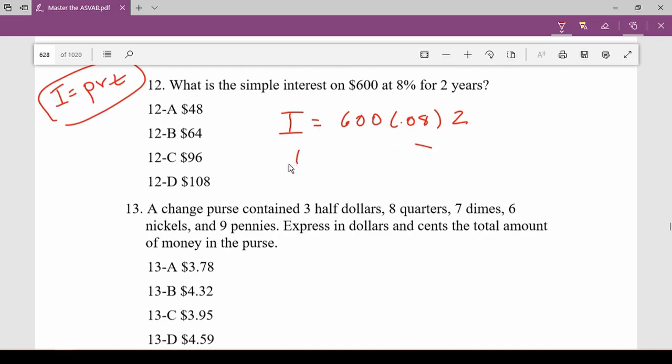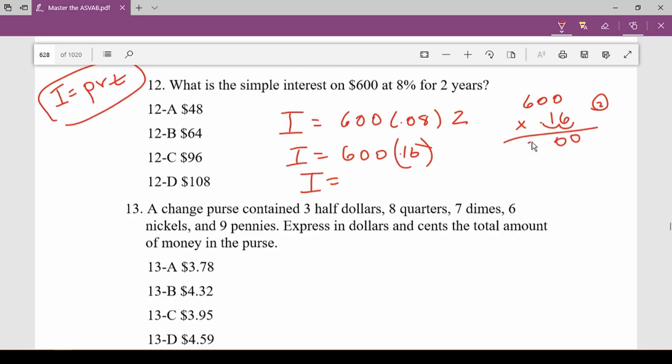To make this easy, I'm going to rewrite this as I equals 600 times 0.08 times 2, which is 0.16. So now I just need to work out this to find my answer. So I'm going to do 600 times 0.16. Again, we're multiplying by decimals. I'm going to move this decimal 2 places, and we'll add those back in at the end. 6 times 0 is 0. 6 times 0 is 0. 6 times 6 is 36. Bring down a 0 since we're starting this number. 1 times 0 is 0. 1 times 0 is 0. 6 times 1 is 6. Let's add. 0 plus 0 is 0. 0 plus 0 is 0. 6 plus 0 is 6. 3 plus 6 is 9. Add our 2 decimals back in. 1, 2. We know this, of course, is going to be $96.